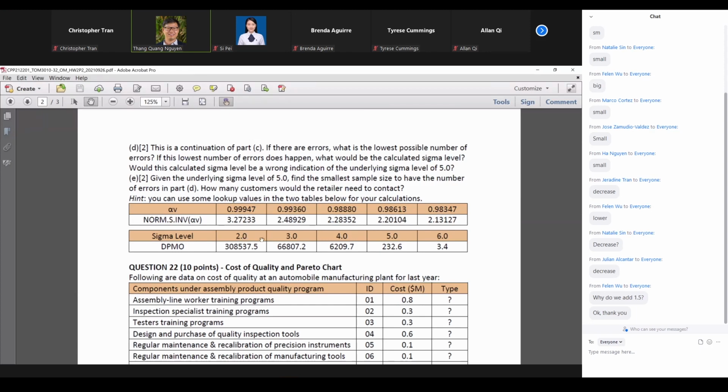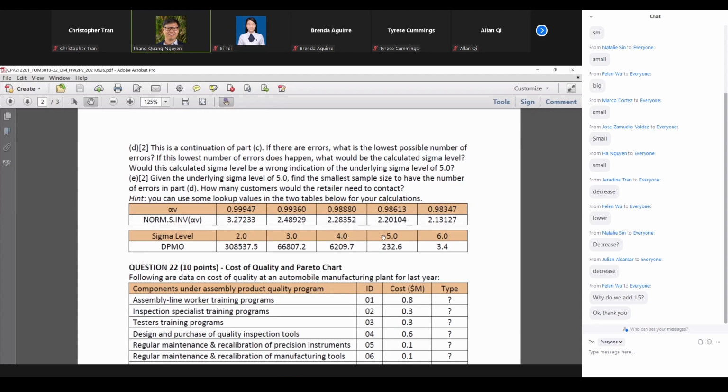But if we improve our process to be at 3.0, then we can drastically reduce the number of errors, right? Only to 66,807 errors. But that's still big. If we invest and improve our process to be even better, we are at 4.0, then out of 1 million, we only have 6,209, right? Earlier, we calculated 3.67. So we are closing in on that end rather than that big end, right? But from 3.67 to 4.0 is still a long way to go, right?